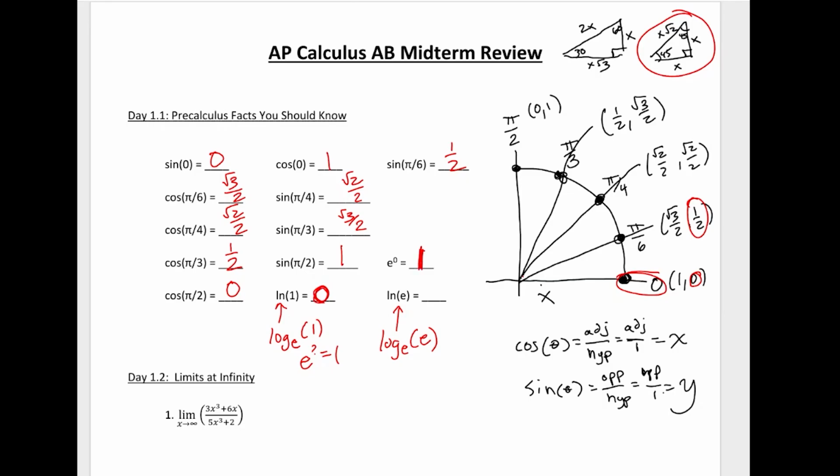E to the 0th power is 1. Anything to the 0th power is 1, with the one exception of 0, but we don't need to get into that. So natural log of e, again, is going to be like e to what power is e in this case. And so e to the first power is e. So anytime the base and the argument are the same in a logarithm, that will always equal 1. Okay, so that wraps up our day 1.